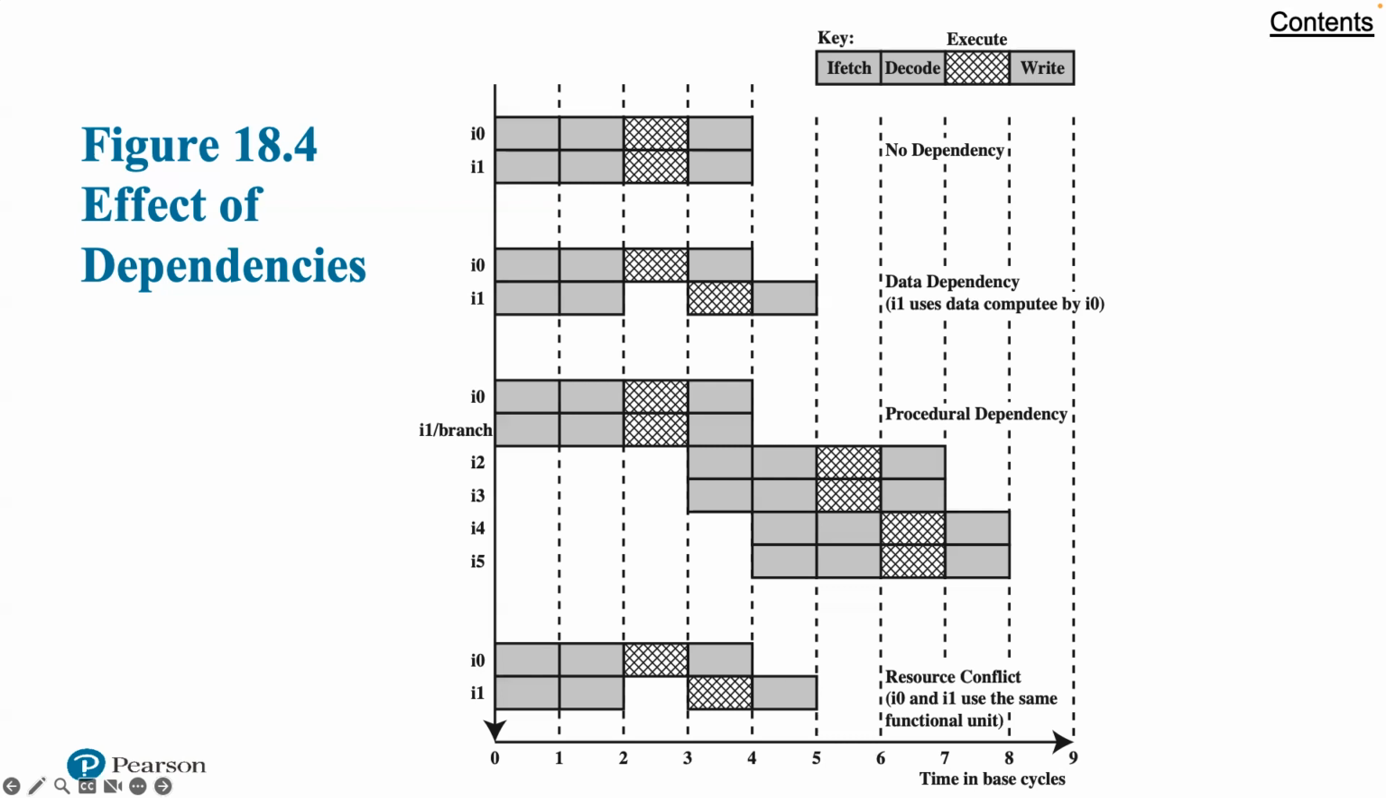Figure 18.4, which we're showing here, illustrates this dependency. In a superscalar machine of degree 2 with no dependency, 2 instructions can be fetched and executed in parallel. If there is a data dependency between the first and second instructions, then the second instruction is delayed as many clock cycles as required to remove the dependency. In general, any instruction must be delayed until all of its input values have been produced.